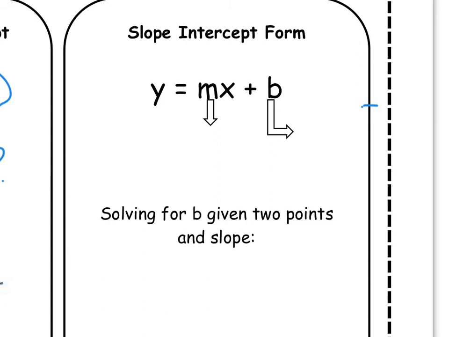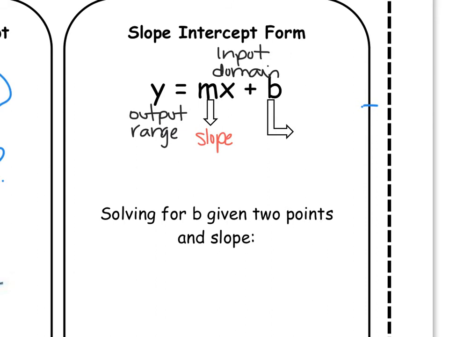And finally, slope-intercept form. So we know that other names for y are our output, our range. Other names for x are our input, our domain. And m, we know, stands for the slope, and we just did the slope formulas over on the bottom left of your paper. And b stands for the y-intercept, and that's where it crosses over the y-axis.